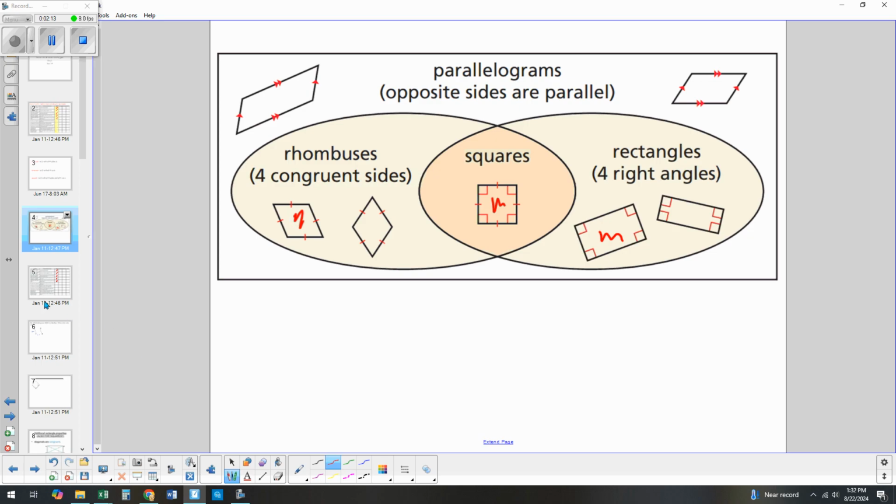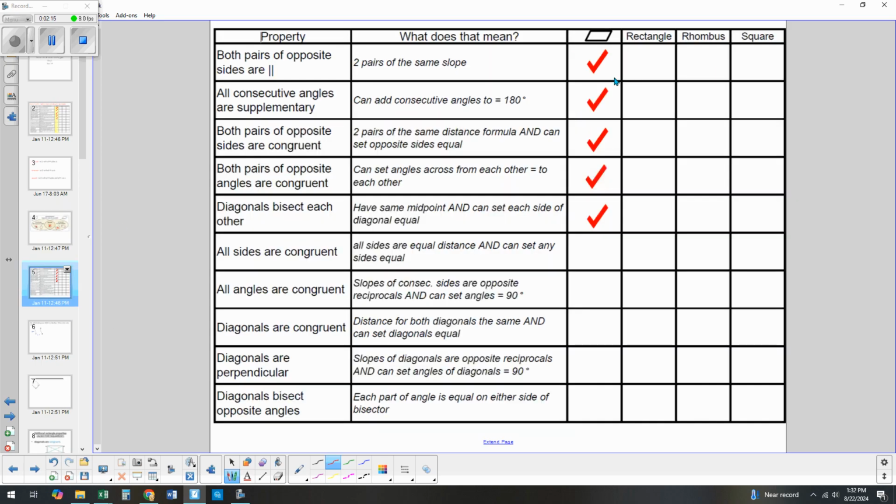A square is always a rectangle because every bit of that square part is in the rectangle part, and things like that. So if we go back to our chart, anything that was called a parallelogram, like the rectangle, the rhombus, and the square, has the same properties that a parallelogram does. So I could add check marks for all of them here. But now we have the definitions. So all sides congruent was true for a rhombus and a square. All angles congruent was true for a rectangle and a square.